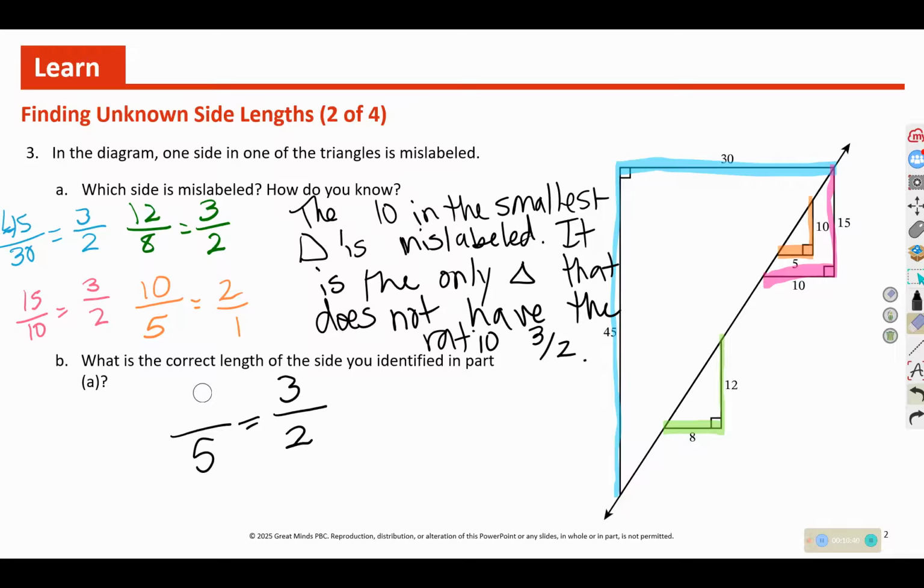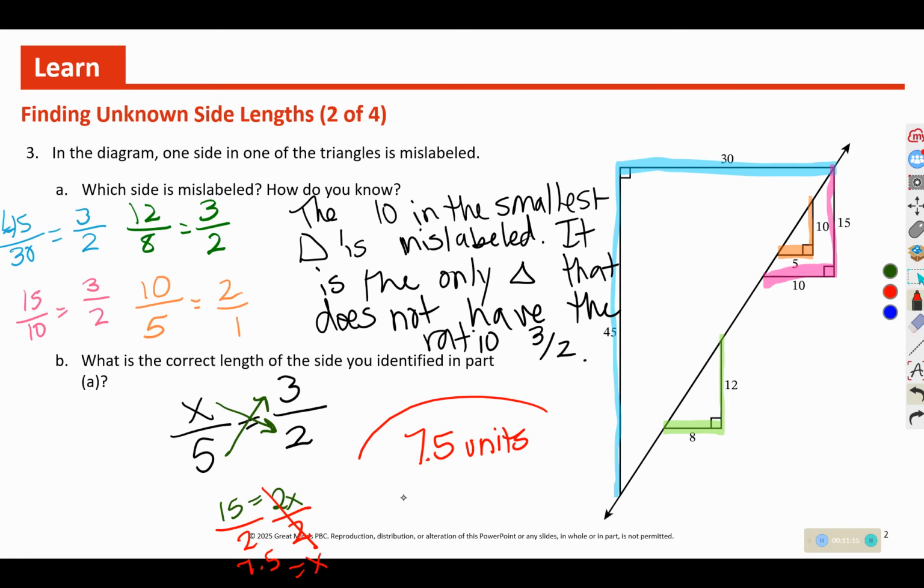I'm going to use a variable for that mystery side length. We cross multiply 3 times 5 and x times 2. To solve for x, I have to divide the 2 out. That leaves me with x. And 15 divided by 2 is 7.5. So the correct side length is 7.5 units.